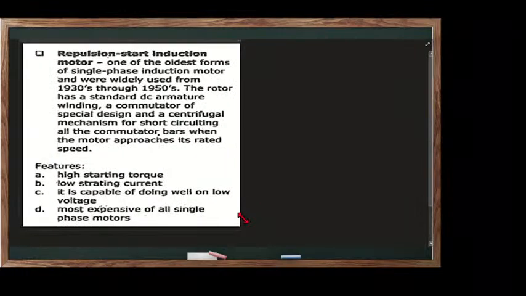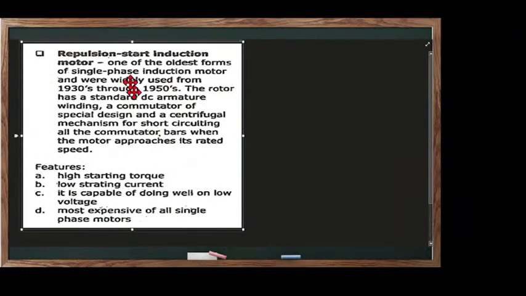Then we have the repulsion start induction motor. So one of the oldest forms of single phase induction motor, and were widely used from 1930s through 1950s, no? The rotor has standard DC armature winding, a commutator of special design, and a centrifugal mechanism for short circuiting all the commutator bars when the motor approaches its speed.